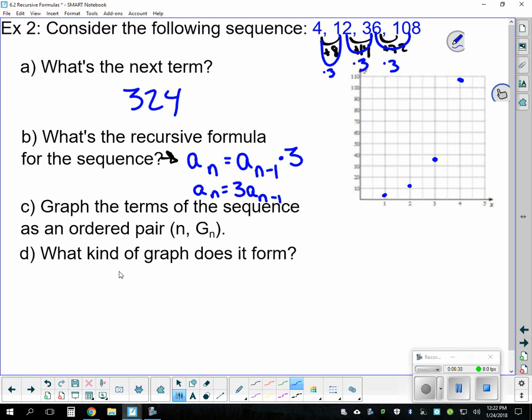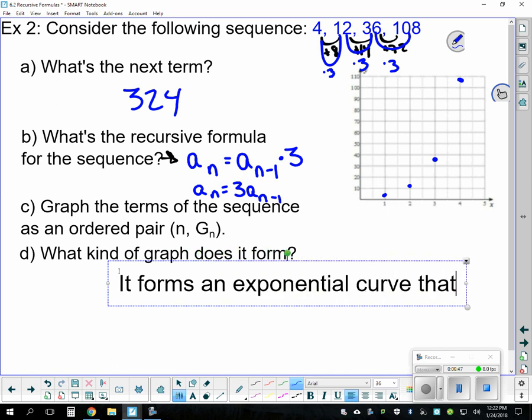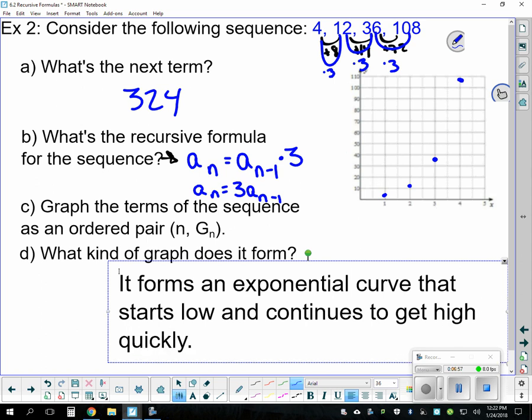So what kind of graph does it form? It forms an exponential curve that starts low and continues to get high quickly. There you go.